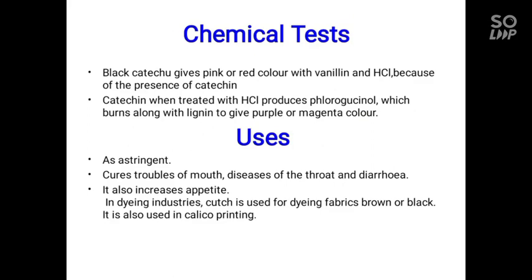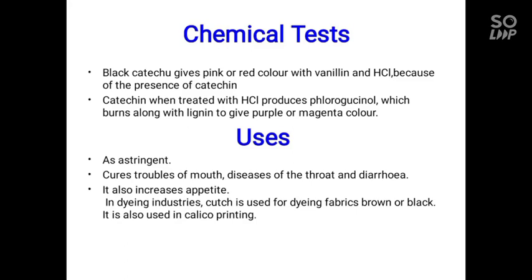Then chemical tests used for identification of black catechu. Black catechu gives a pink or red color with vanillin and HCl because of the presence of catechin. The next test: catechin when treated with HCl produces phloroglucinol, which burns along with lignin to give a purple or magenta color. Now next, the uses of black catechu.